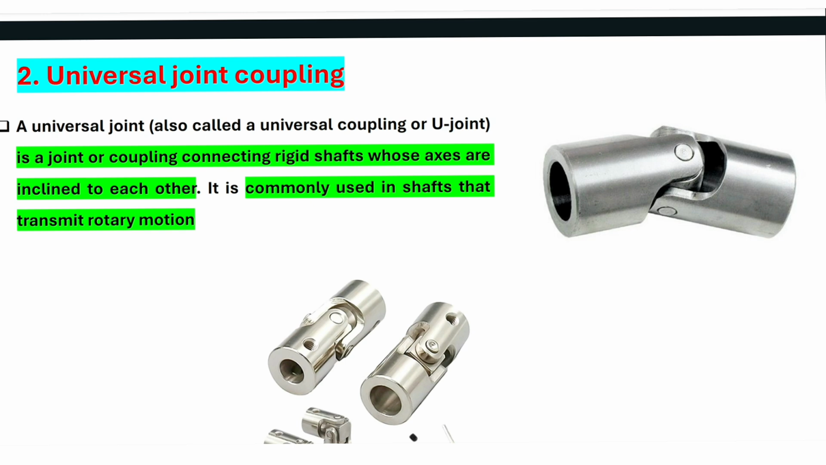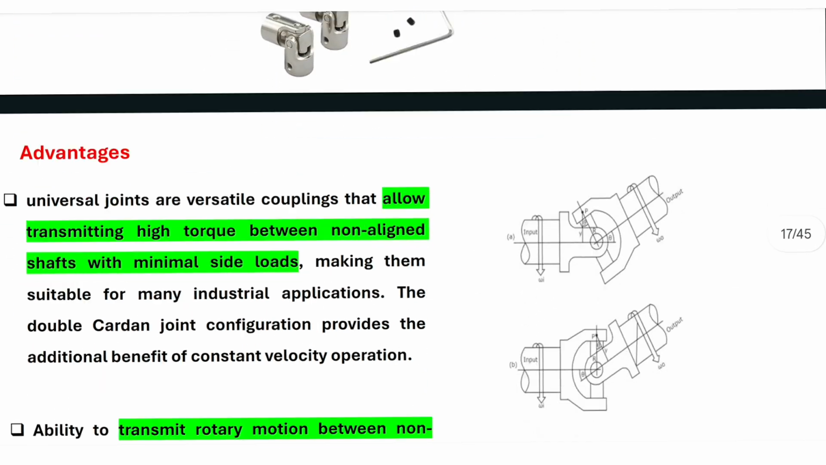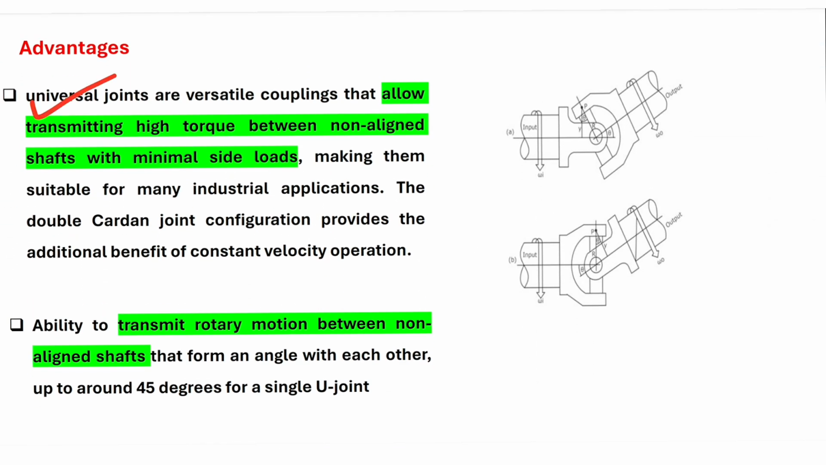Let's get started. A universal joint, also called a universal coupling or U joint, is a joint coupling connecting rigid shafts whose axes are inclined to each other. It is commonly used in shafts that transmit rotary motion. Next is the advantage of this coupling. Universal joints are versatile couplings that allow transmitting high torque between non-aligned shafts with minimum side loads, making them suitable for many industrial applications.